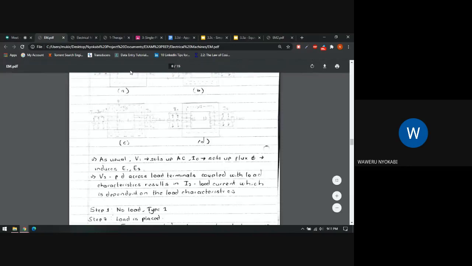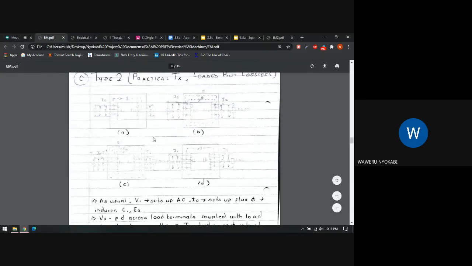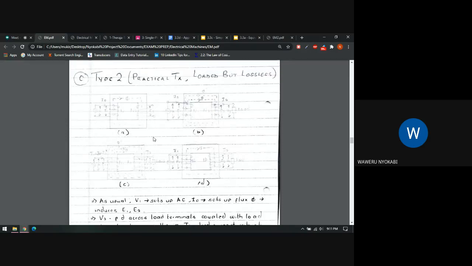Okay. So yesterday we went through the ideal transformer and the practical transformer that is not loaded. So we're going to start here. I'm going to present only until 10:10 because Ombalo also has quite a bit to present.